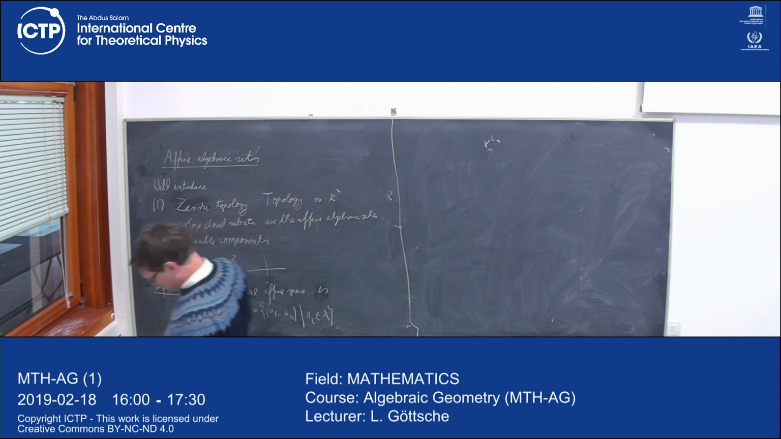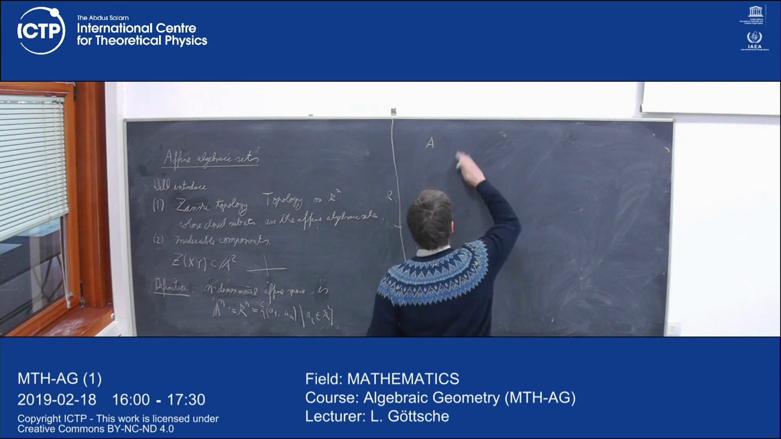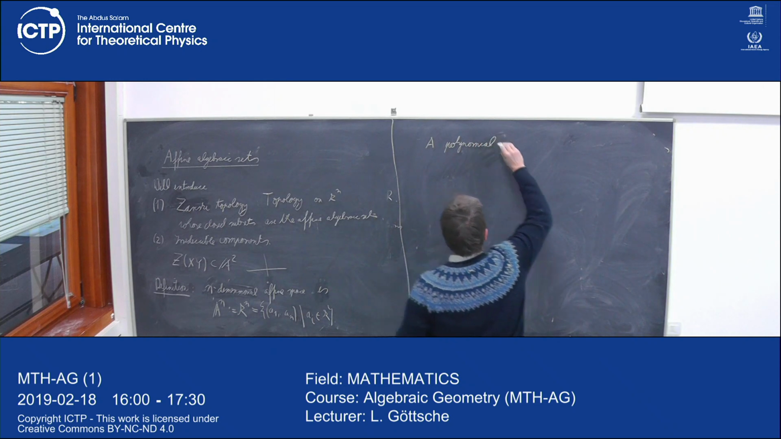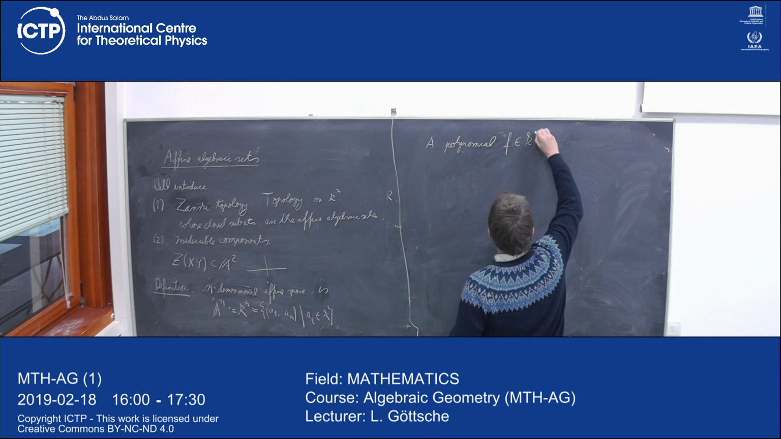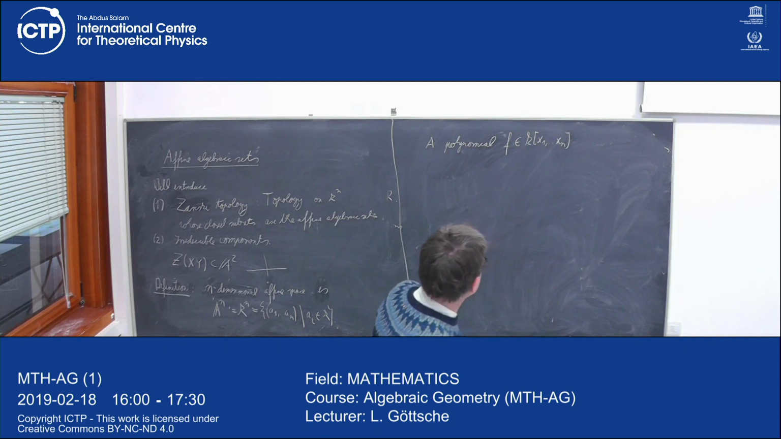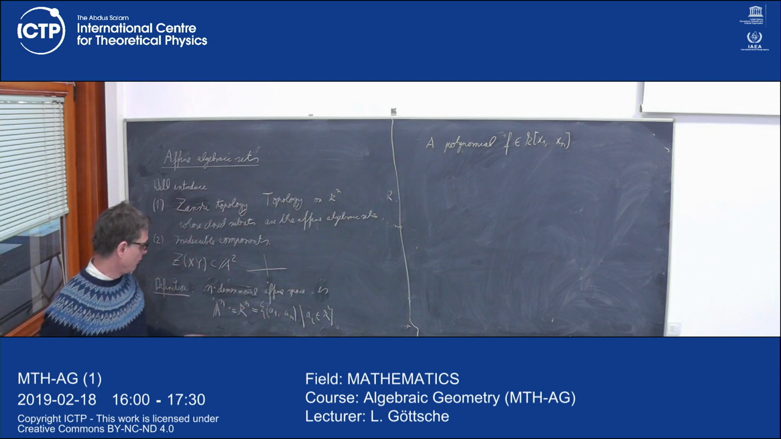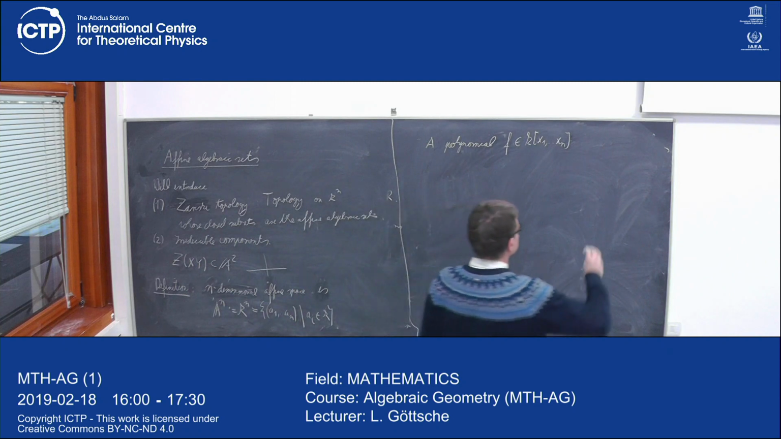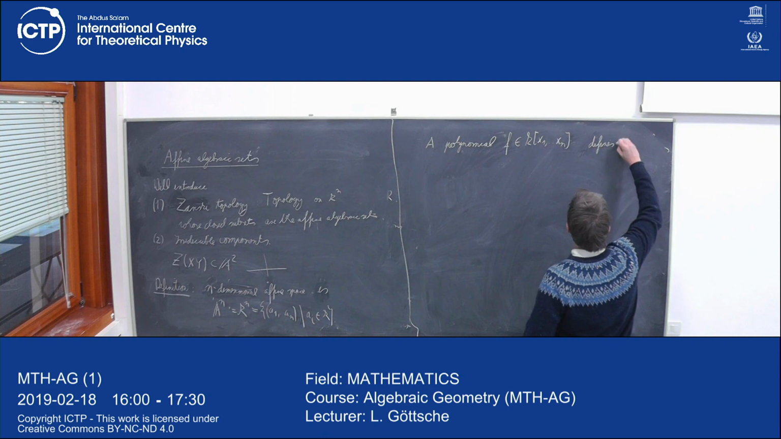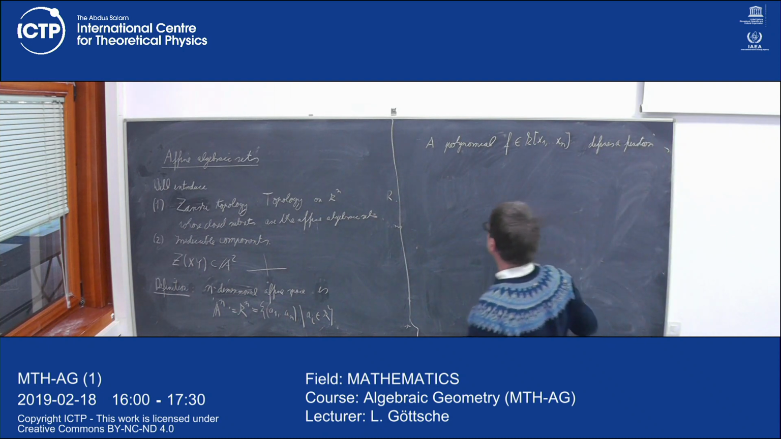And so, now if we have a polynomial f in n variables x1 to xn, it defines us a function on A^n, which is obviously also denoted by f.